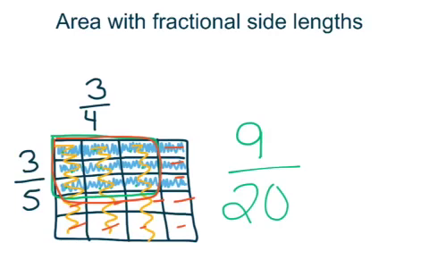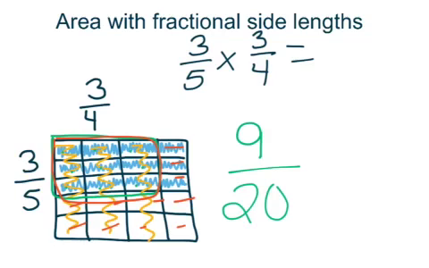And let's go ahead and multiply just to be safe. 3/5 times 3/4. Let's do my numerators. 3 times 3 is 9. 5 times 4, 20. Boom, bam, bang. I am done. Looks good. Ladies and gentlemen, that is all there is to it.